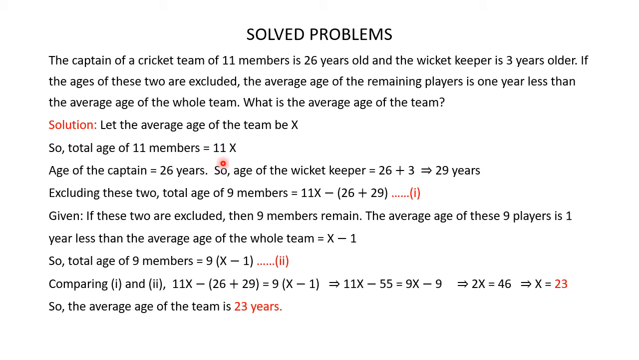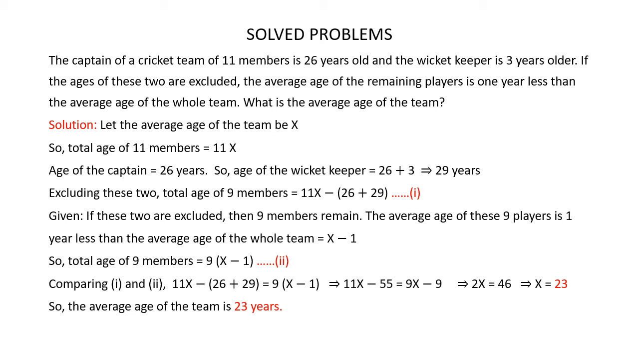So total age of 11 members is 11x. It's given the age of the captain is 26 years and the wicket keeper is 3 years older. So the age of the wicket keeper is 26 plus 3, which is 29 years. Now excluding the captain and the wicket keeper, we'll have 9 members in the team. So the total age of 9 members will be equal to the total age of the 11 members minus the age of the captain minus the age of the wicket keeper. So the total age of 9 members is equal to 11x minus of 26 plus 29. This is the first equation.